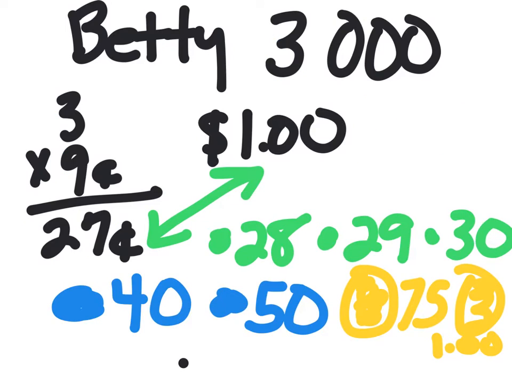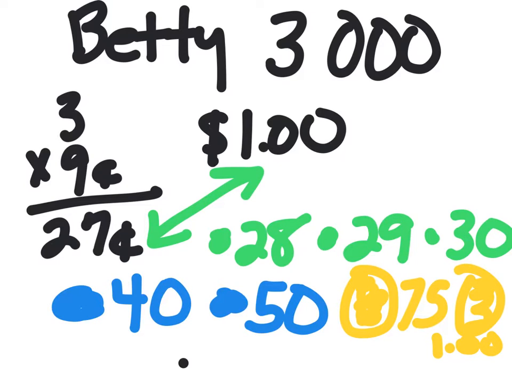Okay. Betty is buying 3 buttons. 1, 2, 3. She's going to pay $1. We know that 3 buttons times 9 cents is 27 cents. We know that 27 is the right answer because 2 is 1 less than 3, and 2 plus 7 equals 9. So 27 is the right answer.